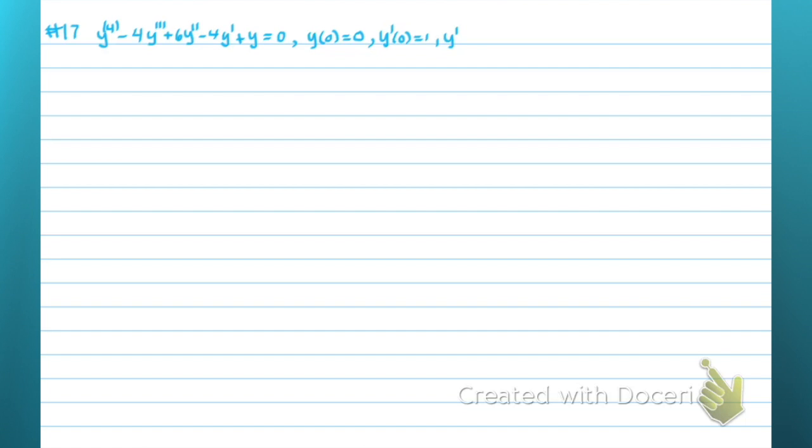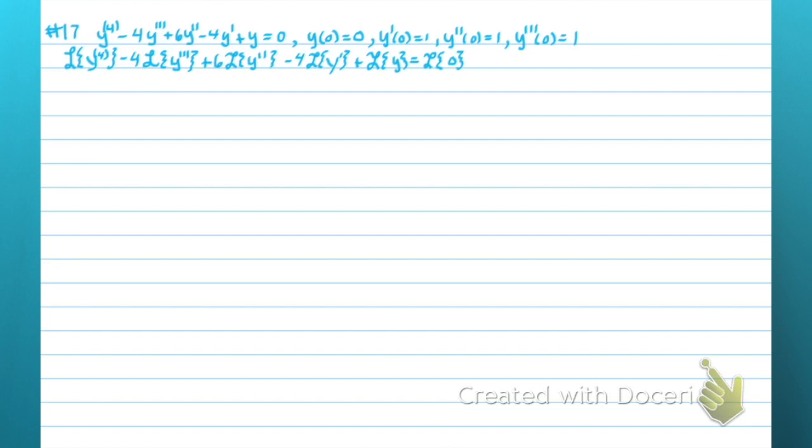My initial conditions: y naught is nothing, y prime naught is 1, y prime prime naught is 1, and y prime prime prime naught is 1. Alright, so we Laplaciate. It's linear, so the Laplace of a sum is the sum of the Laplaces, and I can pass those constants out. And that's what I did there.